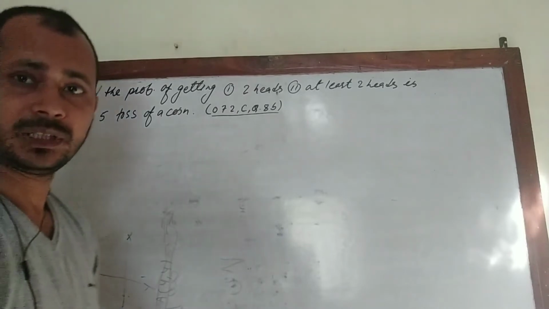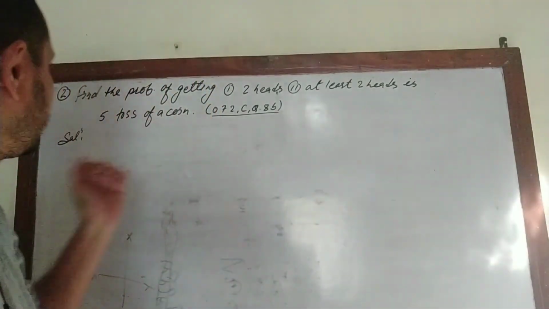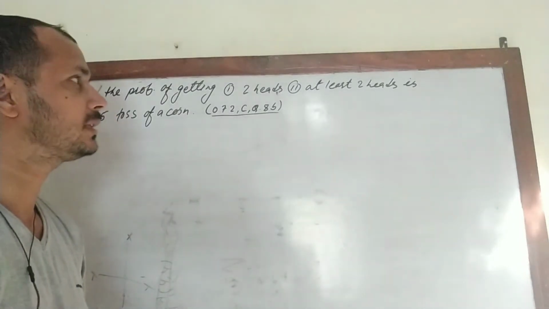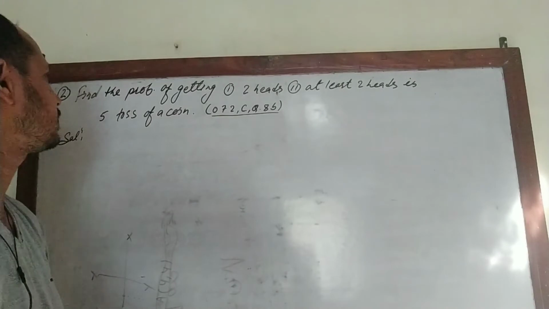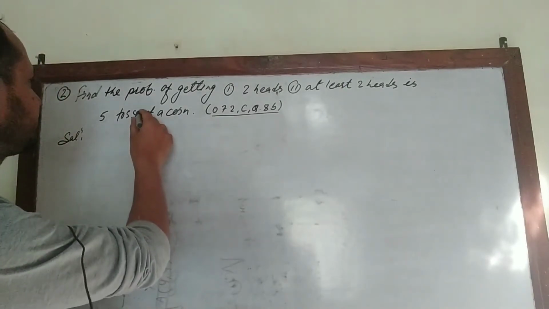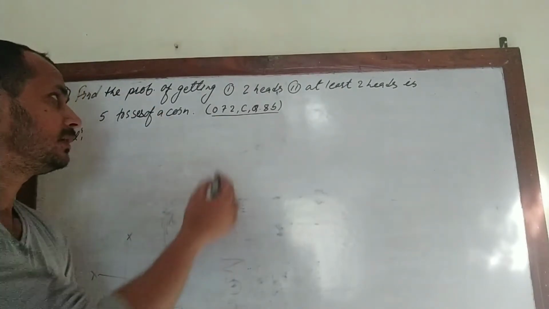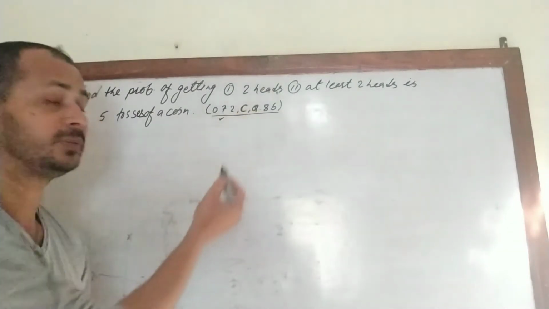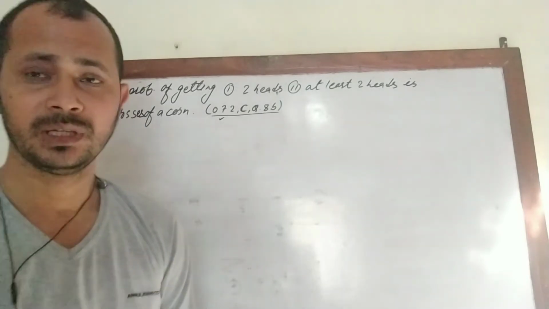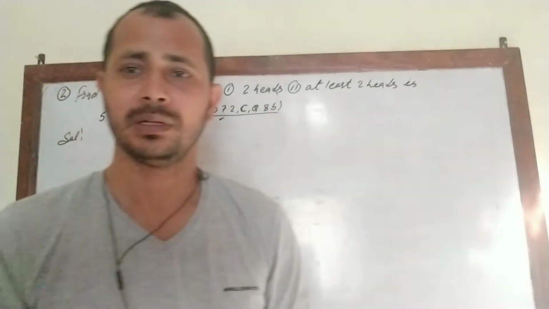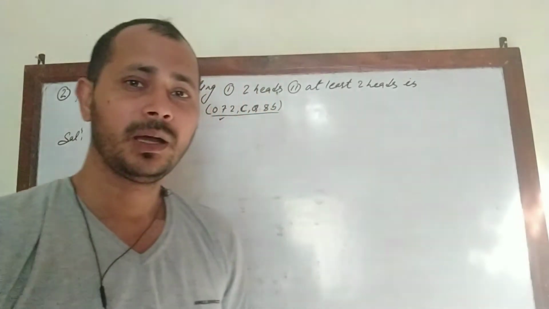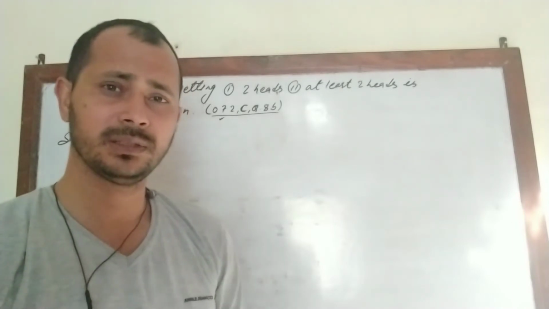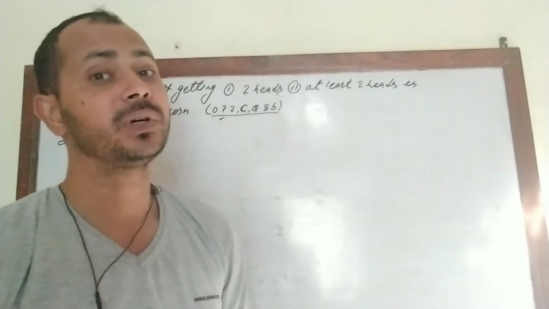Now next question, let's solve. The question is, find the probability of getting at least two heads in 5 tosses of a coin. This question was asked in 2072 in set C in question number 8B, that is a 4 marks question. So first of all, how do we solve this problem? How do we apply the concept of binomial distribution again? First of all, we need to be sure whether the distribution is related to Bernoulli trials or not.